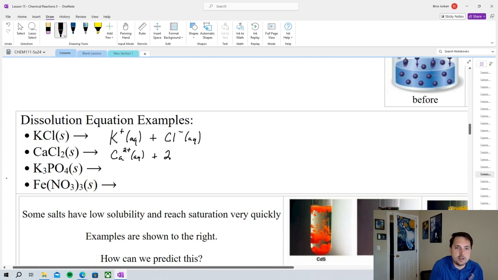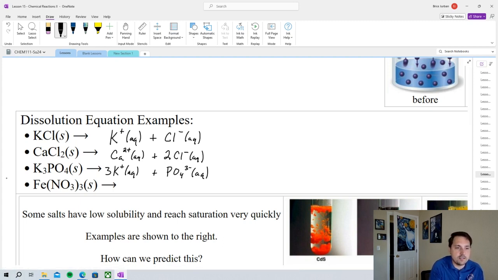And for each formula unit, 2 chlorine minus anions. So we do want to write these as if they're balanced. For potassium phosphate, we'll get 3 potassiums for each formula unit and 1 phosphate. And we want to remember that phosphates don't break up into phosphorus and oxygen. They stay as the polyatomic anion, which has a 3 minus charge.